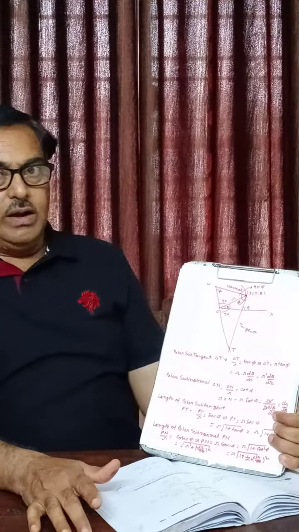Phi is the angle between radius vector and tangent, and we have found there that tan phi is equal to r dθ/dr. Now we will tell you two important things: polar subtangents and polar subnormals, and their lengths. Clearly see here.